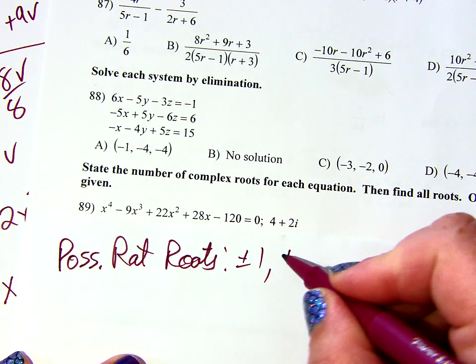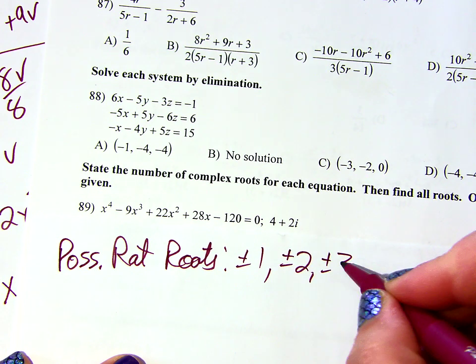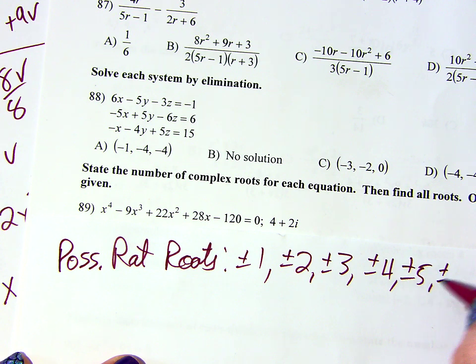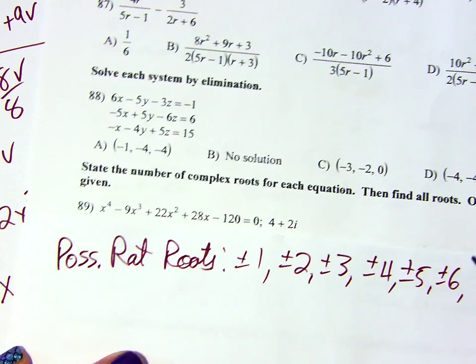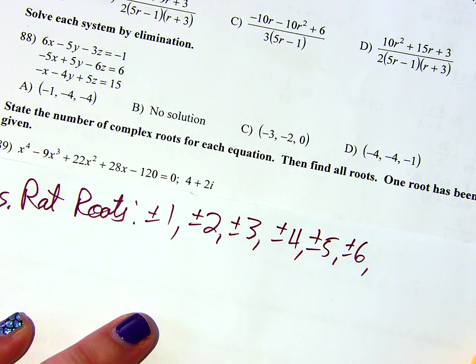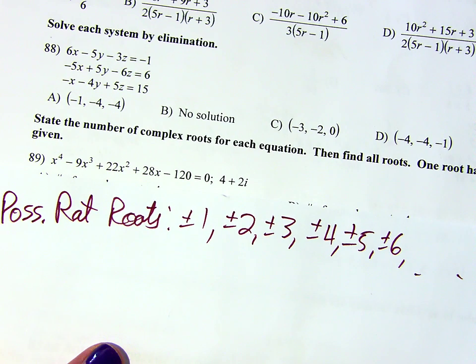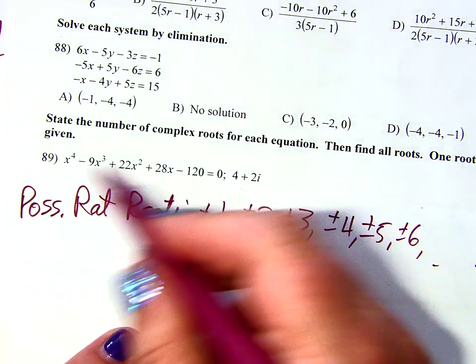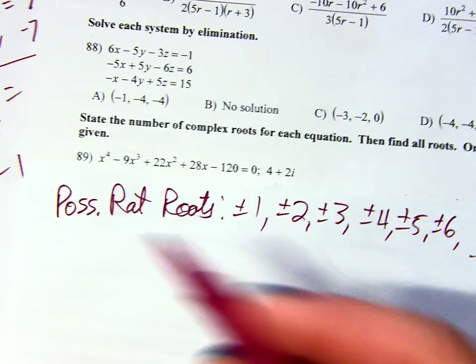So in other words, if this thing has a rational root, they're going to be all the factors of 120, oh my gosh. Positive and negative 1, 2, 3, 4, 5, 6, this goes, I don't know, 8. Whatever. You make this list and stack them all over there.